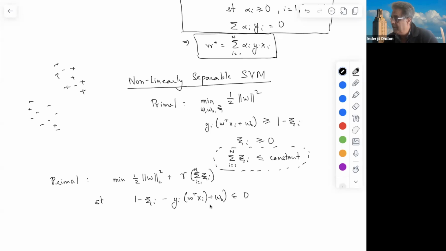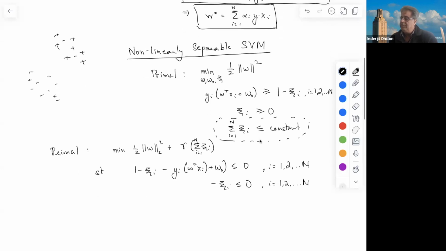Remember, I did not write this, but this is again over all the training data, i equals 1 through n. And then again, I'll do the same thing over here. So instead of saying psi i's are greater than or equal to 0, let me write it as minus psi i is less than or equal to 0. So this is the primal that we are dealing with.